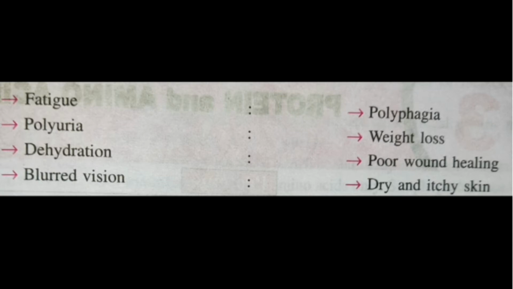Next, excessive weight loss, as the carbohydrates can't be stored in the muscles, so weight loss can be seen. Next is poor wound healing. When someone has a wound, in this area the bacterial infestation is more, because the sugar level is very high in the blood. So in the exposed area the bacteria can form properly and they can breed also, so the healing of the wound becomes very slow. The next is dry and itchy skin. It is also a symptom of hyperglycemia.